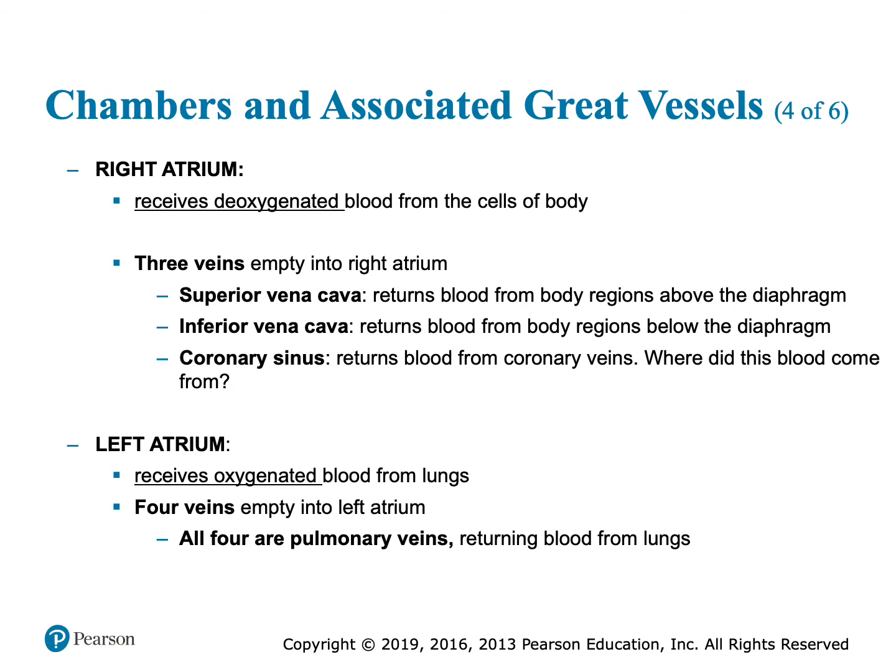Because the heart also supplies itself with oxygenated blood, and those cardiomyocytes are making carbon dioxide. So it's all going to drain into the cardiac veins, which is going to dump into the coronary sinus, which is going to dump into the right atrium. And I've done the left atrium already, receiving oxygenated blood from the lungs. There's 4 of them, 2 from each side.